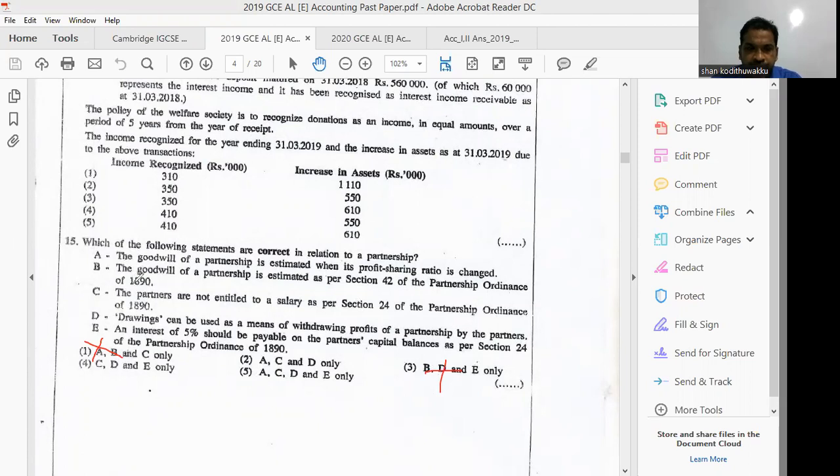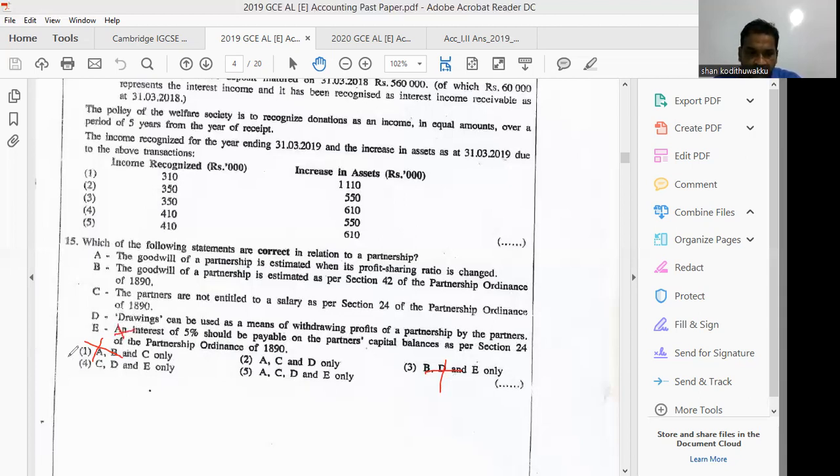Then E, an interest of 5% should be payable on the partner's capital balances as per section 24 of the Partnership Ordinance. No, section 24 of the Partnership Ordinance says that there is no interest on partners' capital. Therefore, they have mentioned payable, and it is also wrong. The E statement is wrong. Therefore, the answer which is having E is also wrong.